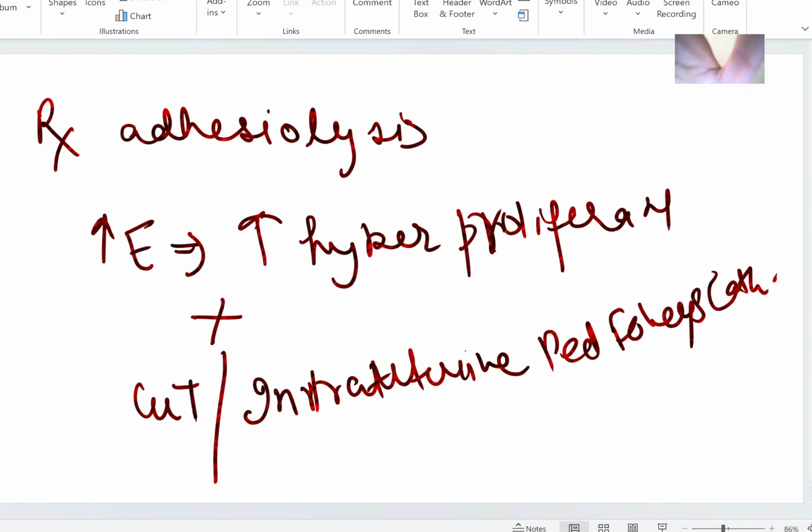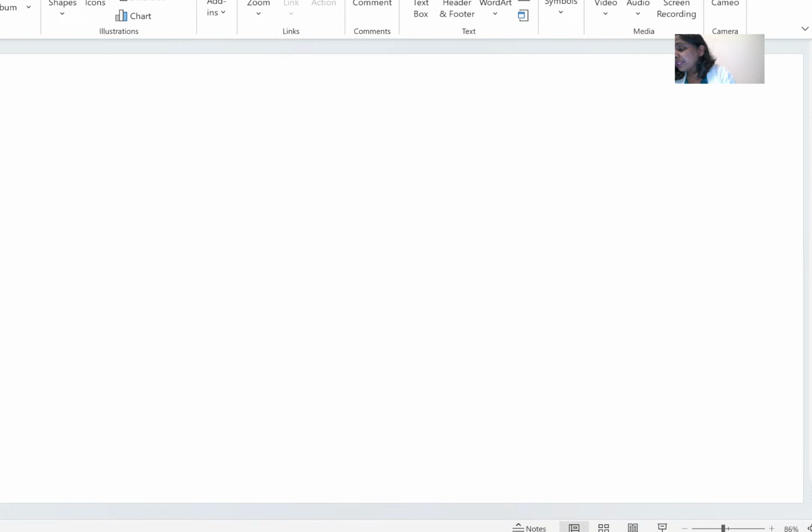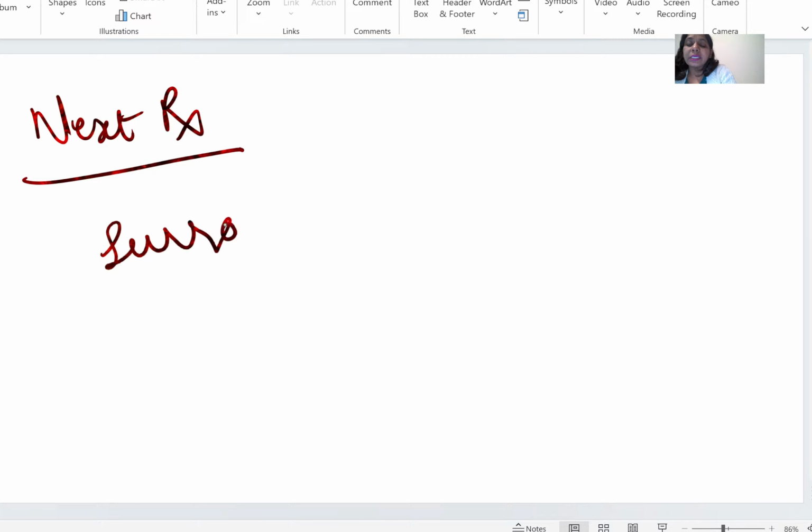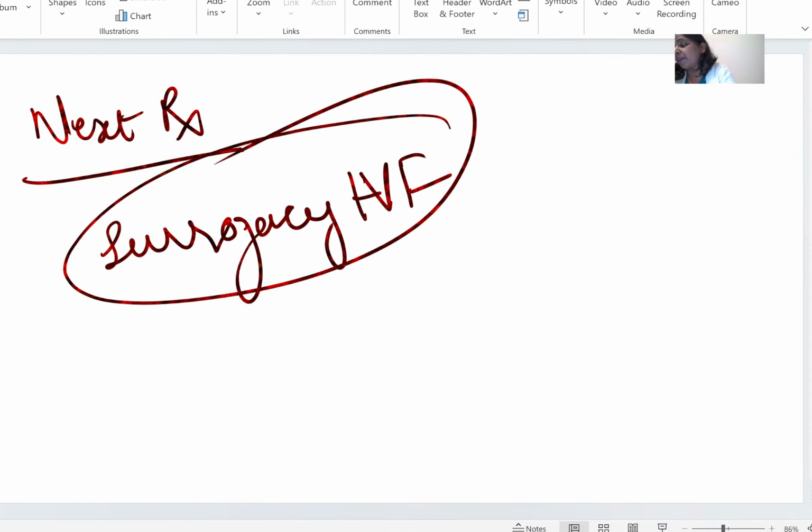What if this treatment does not treat the patient? What is the next treatment? Can anybody tell me? Surrogacy. IVF. Not only IVF. We people have a habit of saying that if this problem does not get treated, then the treatment is IVF. No, not only IVF. It is surrogacy IVF.